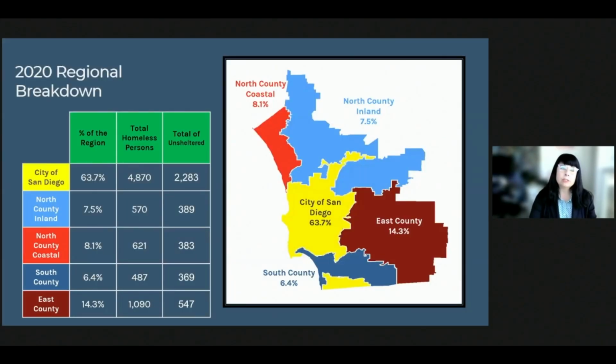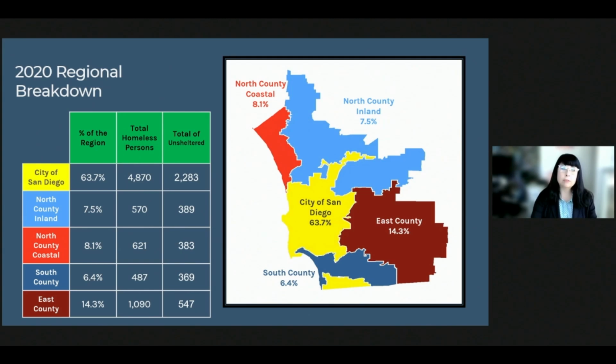So the Regional Task Force on Homelessness is the COC for San Diego County. We cover the whole county. This is kind of a visual here of our county. It is broken into 5 different areas, with the city of San Diego being the central most populated part of our county, but there are 18 cities in our county and over 3 million people.